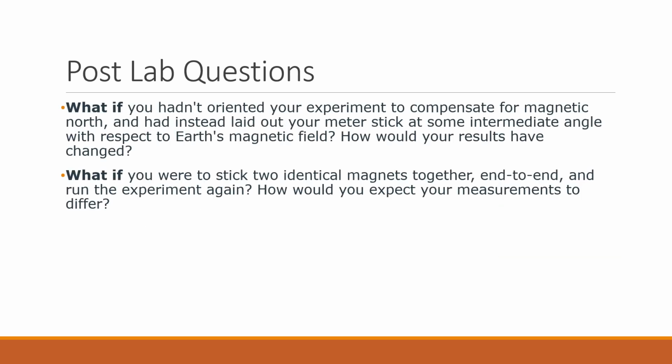For the post-lab questions, if I didn't orient the phone to compensate for magnetic north, then the initial X component of the magnetic field wouldn't be 0, and that would throw off the measurements for the rest of the experiment. If I were to stick two identical magnets together, I'd expect the magnitude of the measured magnetic fields to be much higher, probably close to doubling, but not quite exactly doubling.